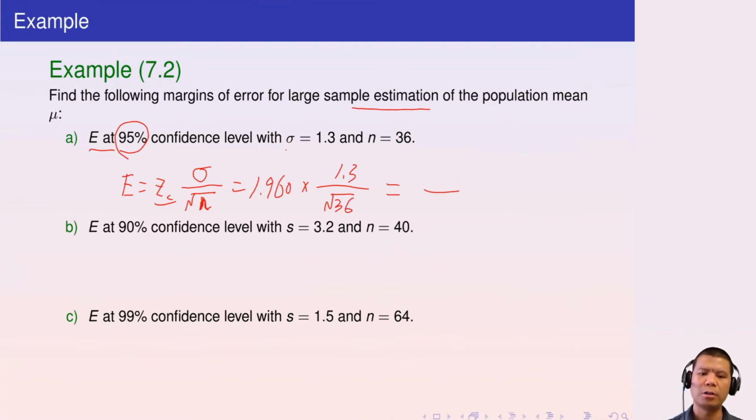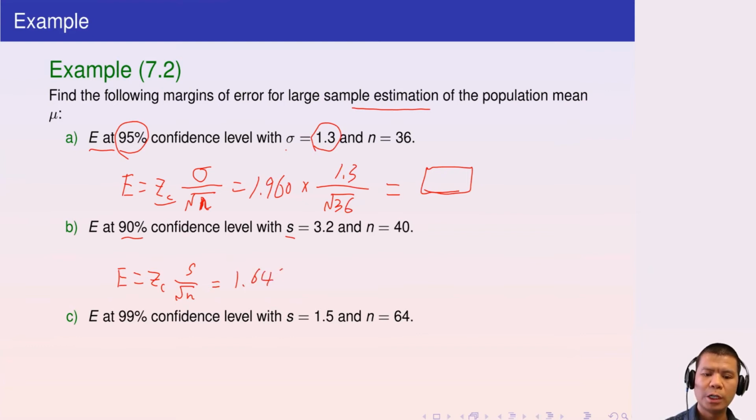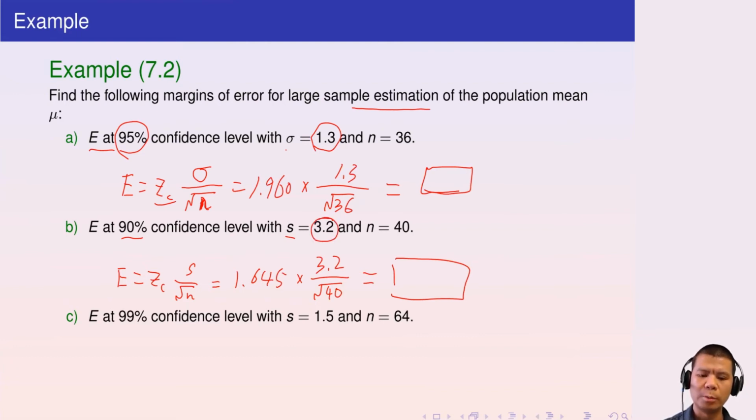I do not have a calculator right now, but you can calculate this value and round to one decimal place. You should be able to find that answer. Similarly, for this one, E equals ZC. Now I do not have sigma, but I have S, so I'm going to use S over square root of n. With 90%, it is 1.645 times S, which is 3.2, over square root of 40. Again, using the calculator, round to one decimal place.